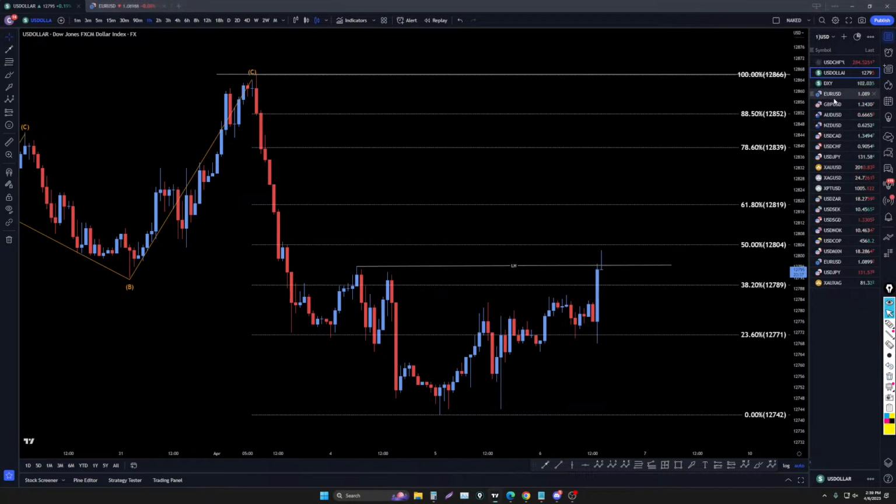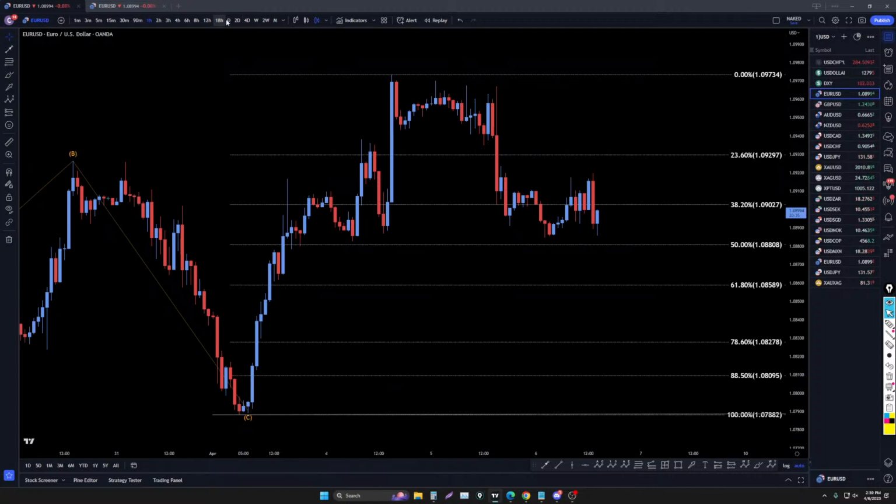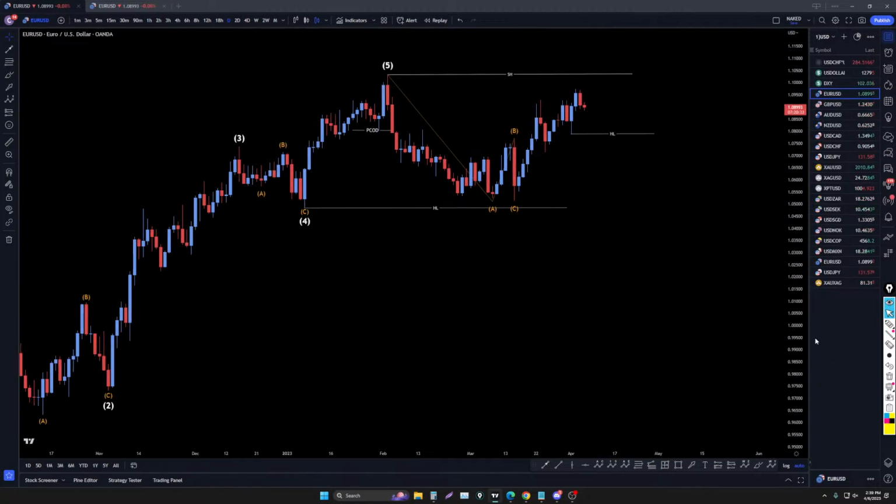So let's head down to the euro dollar and take a look at that. Head up to the daily time frame. Euro dollar, same thing really as the dollar. This move up to me looks like a trend, and it really does not look like a trend that's over.